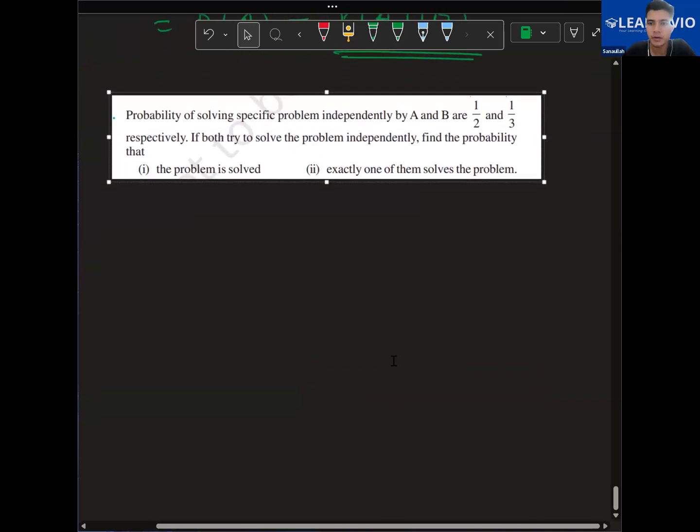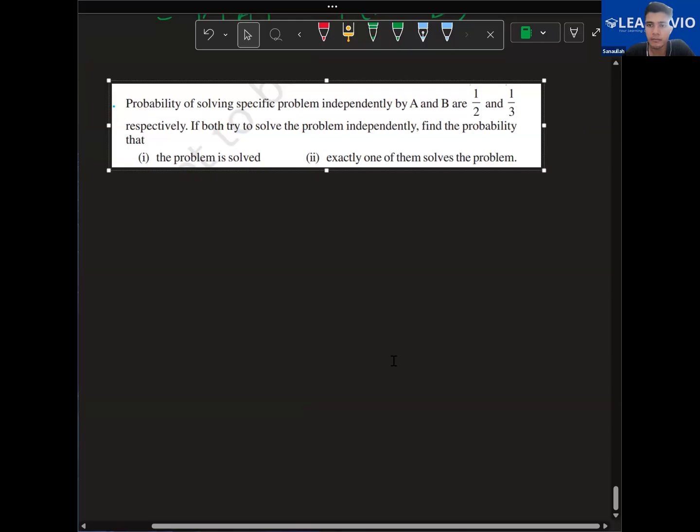Probability of solving specific problem independently by A and B are 1 by 2 and 1 by 3 respectively. If both try to solve the problem independently, find the probability that the problem is solved. Exactly one of them solves the problem. Try this.